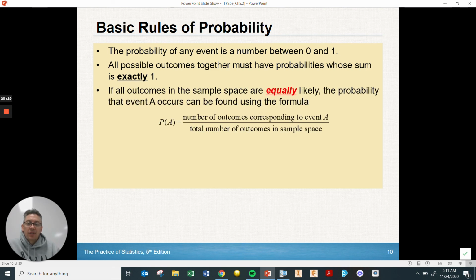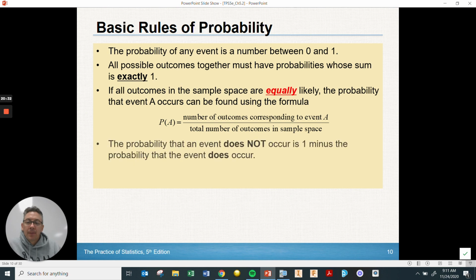We talked with the dice about how if all your outcomes are equally likely, then you can find the probability of a certain outcome just by counting how many outcomes match whatever event I'm looking for, dividing by the total number. And we used this complement rule a few times. The probability an event does not occur, you can just use 1 minus the probability that that event does occur. So what's the probability I don't get a 1 on the test? Well, we just do 1, take away the probability that you do get the 1 score on the test.